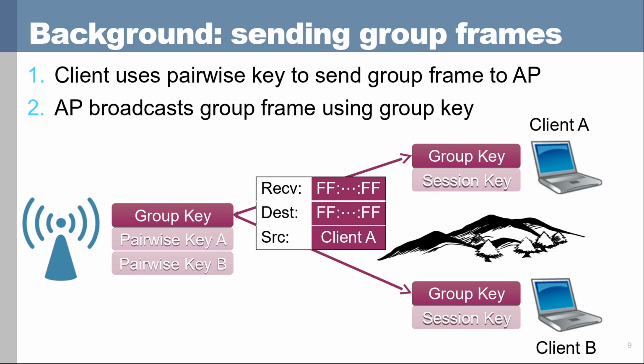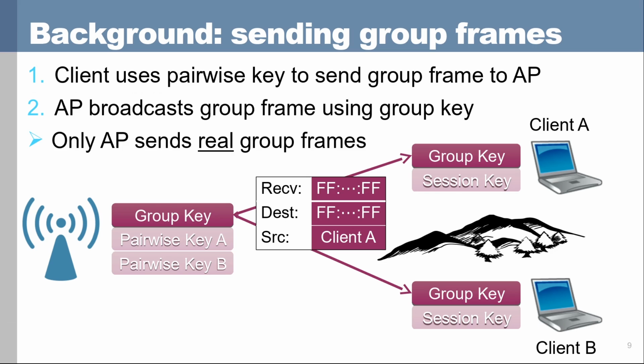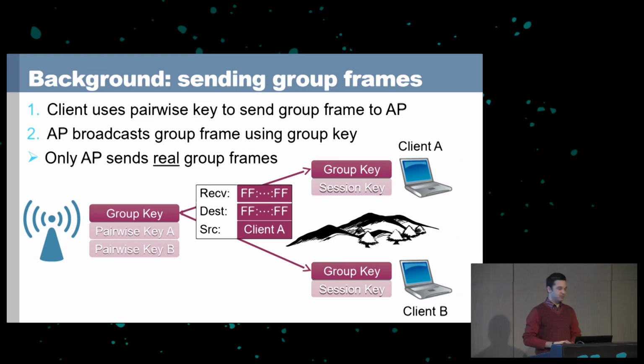And of course, all clients are in range of the access point, so in this case, all stations will receive it. And when the access point sends the broadcast frame, the immediate receiver and the final destination are both the broadcast MAC address, meaning in this case, the group key is used to encrypt and send this frame. So the important takeaway message here is that only the access point normally will send real group frames, because the client will first forward it to the access point as a unicast frame. So that's for the quick introduction.